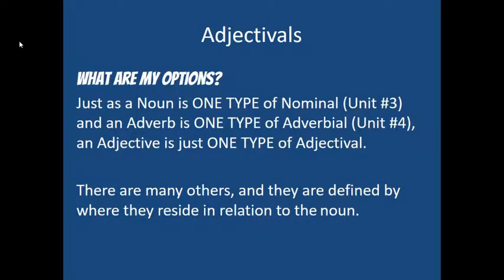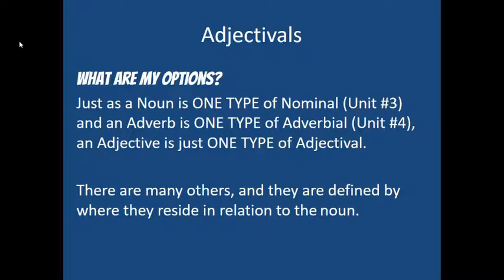So, we're talking about adjectivals. We know that a noun is one type of a nominal. We learned that in Unit 3. A noun is a type of nominal. We also learned that an adverb is just one type of adverbial. We learned that in Unit 4. So therefore, if we follow the logic of the author's text, an adjective is just one type of adjectival.